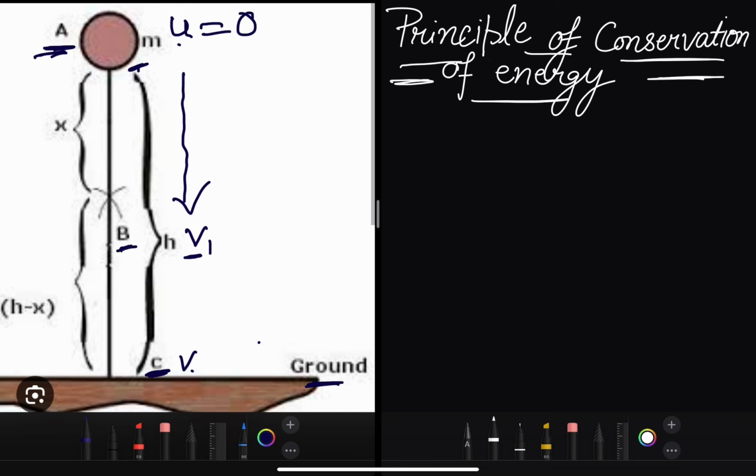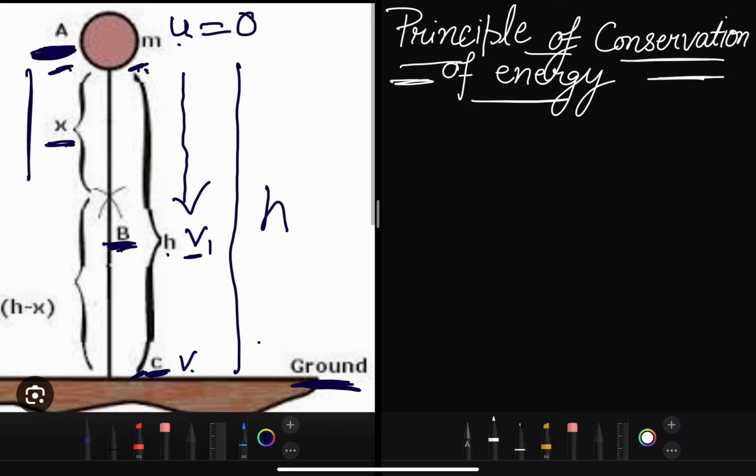Clear? Now, another thing. The distance of point A from the ground is what, children? H. You can see here they have shown it. Now, next, what they are showing: the distance between point A and point B is what, children? X. If the total distance from here to the ground is H and this distance is X, then what is the value of this remaining distance, children? It is H minus X. I hope it is clear to you.